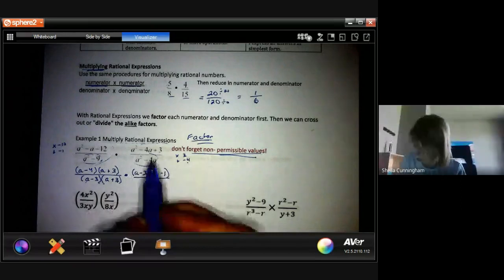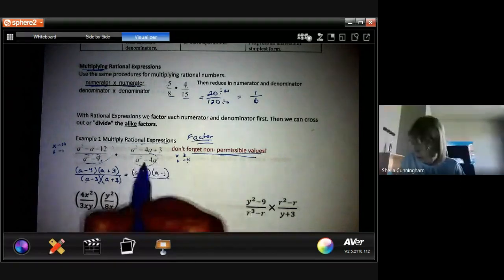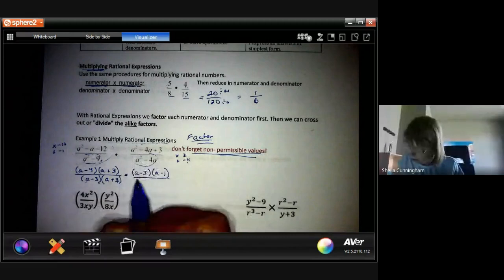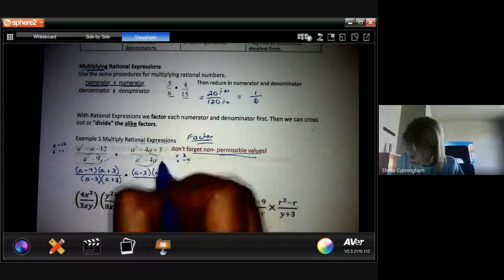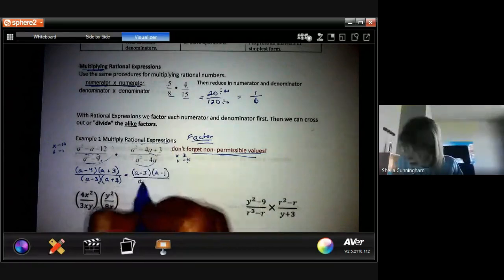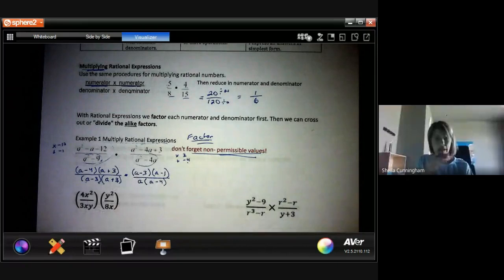Now the bottom piece here, I've got some lovely stuff going on. I've got a squared minus 4a. So in this situation, I'm going to take out a greatest common factor. I can take an a out, which is going to leave me with an a minus 4. How do we feel about that so far? So all I've done is just factored numerators, denominators, right? That's all I've done. I've done nothing else.